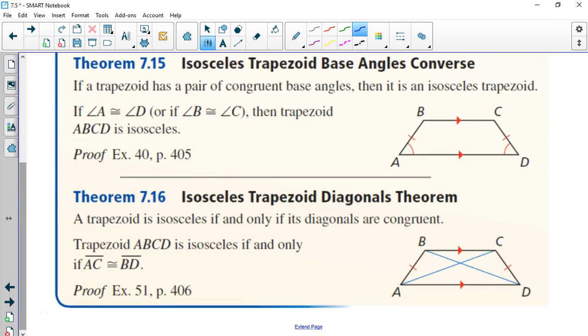And the last one is the diagonals are congruent only if it's an isosceles triangle. Sorry, my bad. Isosceles trapezoid. Only if they are congruent can it be isosceles.